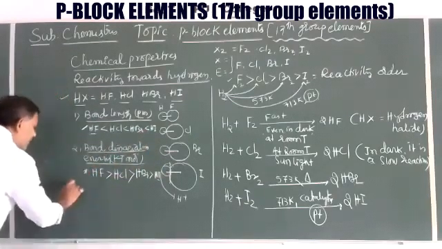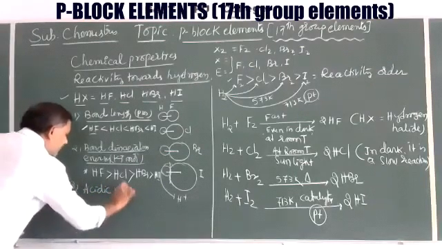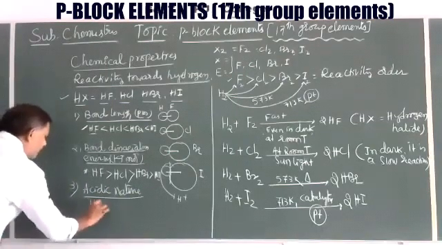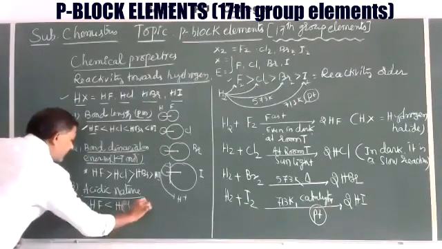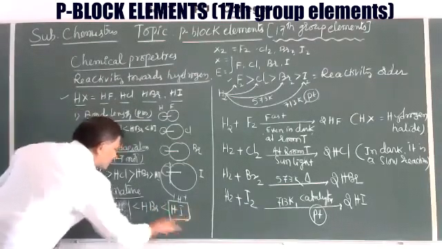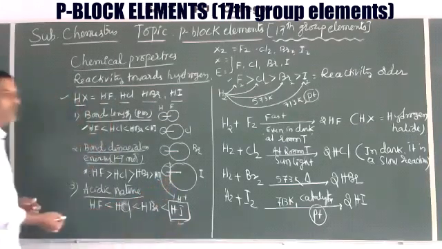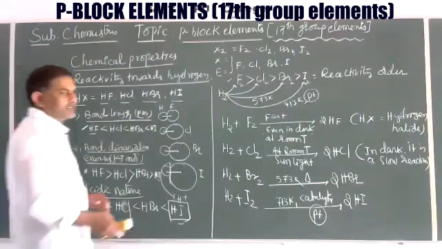That's why, on this basis, the third property is acidic nature. Which is more acidic? HF is less than HCl, which is less than HBr, which is less than HI, hydrogen iodide. So among these hydrogen halides, hydrogen iodide is more acidic compared to hydrogen fluoride. On the basis of this, next are the melting and boiling points of these.